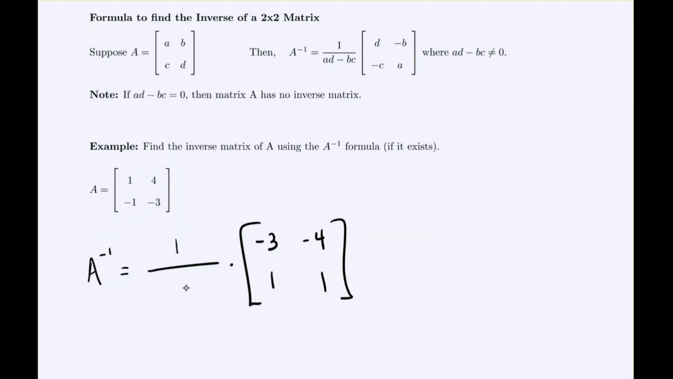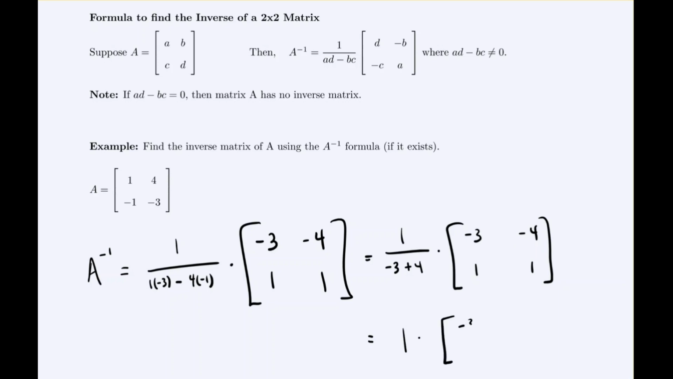And then we multiply by 1 over AD minus BC. So 1 times negative 3 minus 4 times negative 1. Now that can simplify. 1 over negative 3 minus a negative would become a positive, so plus 4. So that would just give us a 1. Now multiplying by 1 doesn't change anything, but remember, if this is a value that's not 1, then you could either leave it outside or you could take it and multiply it by each of the terms of the matrix.